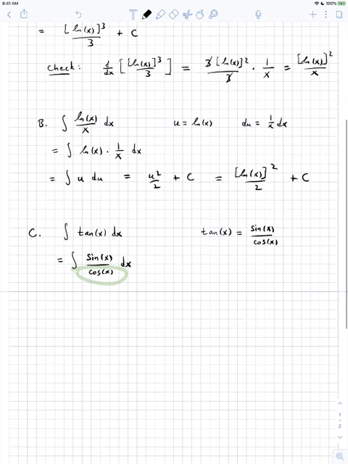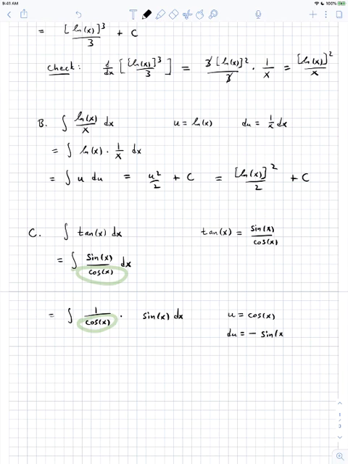Let me rewrite this just a little bit. This is the integral of 1 over cosine of x times sine of x dx. So now we can see cosine in the denominator. So when we call it the inside function, it's inside the denominator, or the reciprocal function. So in this case, we're going to let u be equal to cosine of x, and then du is the derivative, which is the opposite of sine of x dx. Now here we have sine of x, but what we actually need is a minus sign. So let's just put a minus in front of that.